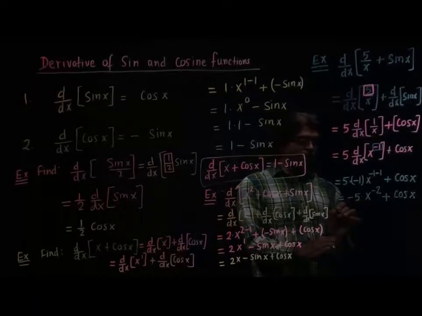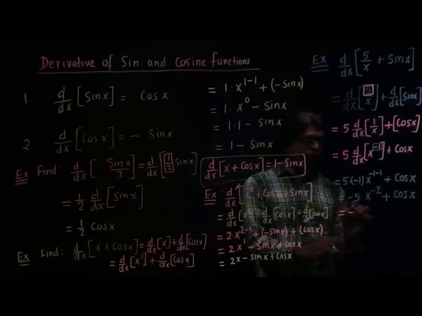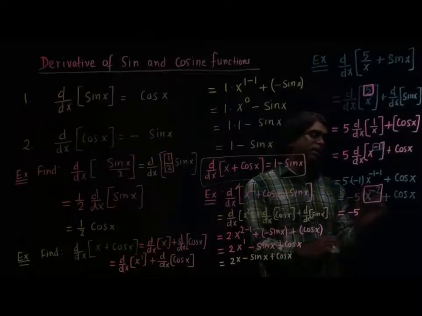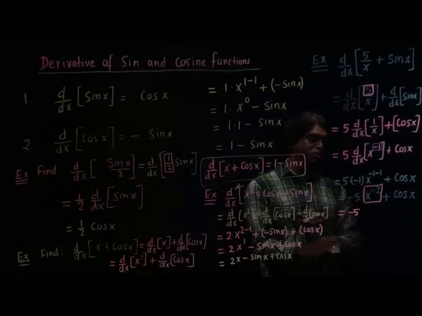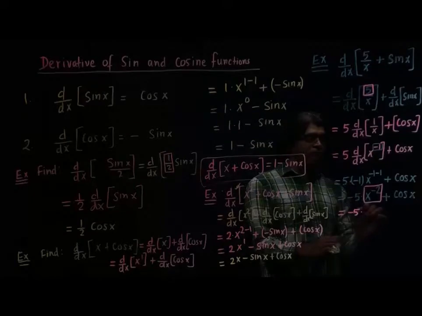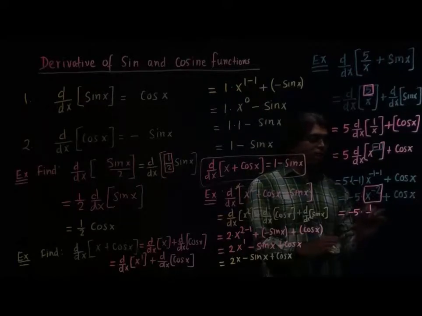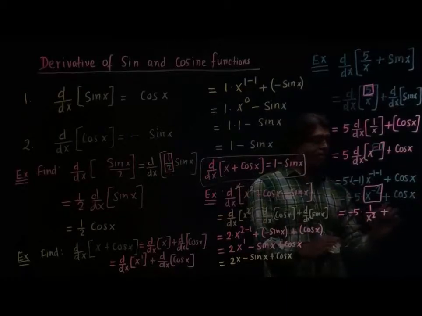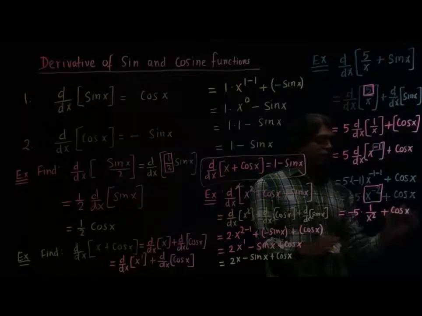Now let's simplify further. We will write negative 5, and I have x to the power negative 2. As you can see, my exponent is negative 2, so I want to keep it positive. So I'm going to write x to the power negative 2 as 1 over x squared, because I can write it like that, plus cosine x.